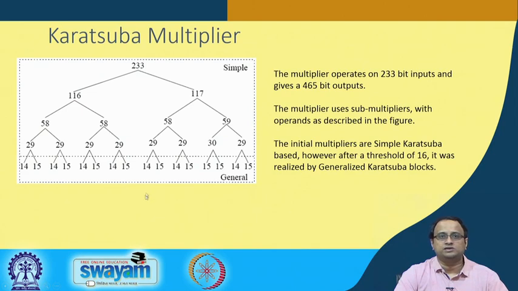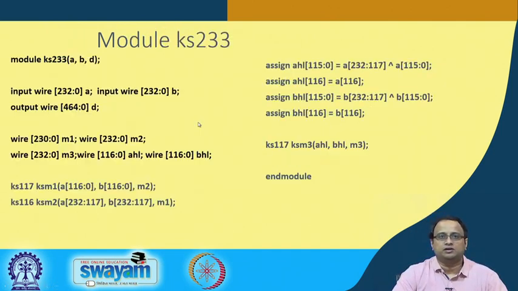Let us first concentrate on the simple Karatsuba decomposition. When we have two arguments of 233 bits, how do we decompose them into dimensions of 116 and 117 and do the Karatsuba operation? This is the overall structure, and this is the code for doing the Karatsuba operation. I take two elements of 233 bits each and apply the Karatsuba operation, which needs three multiplications, denoted as KSM1, KSM2, and KSM3.